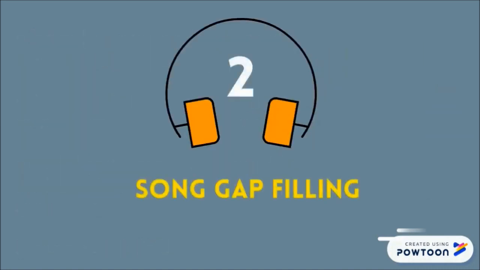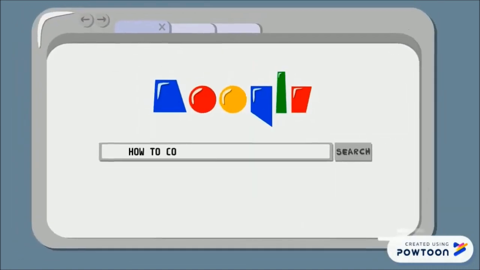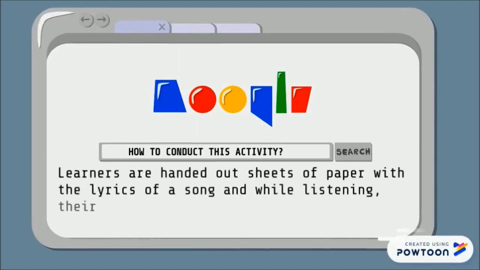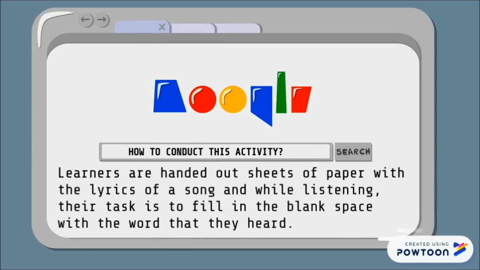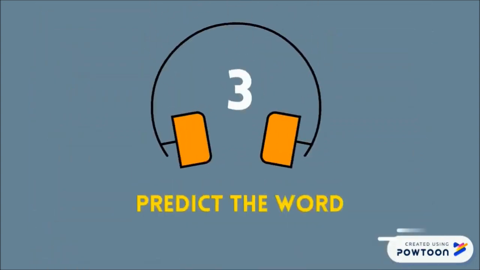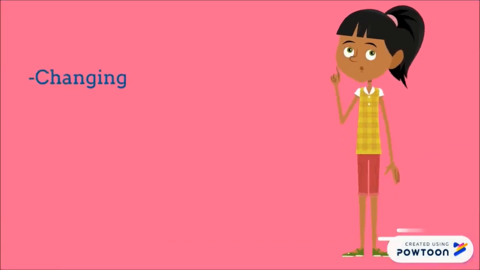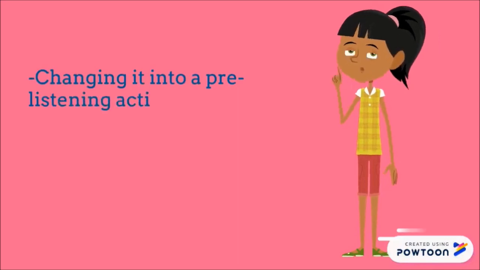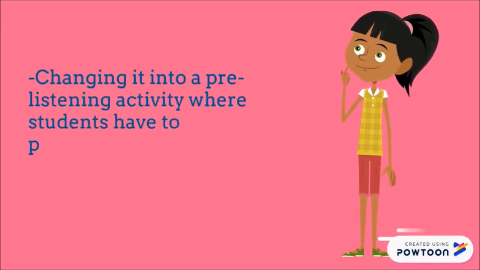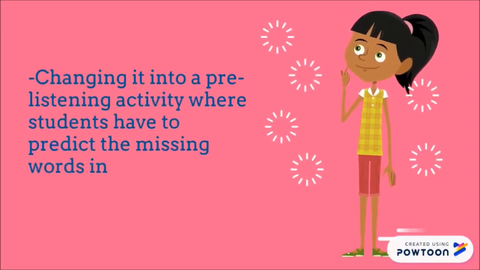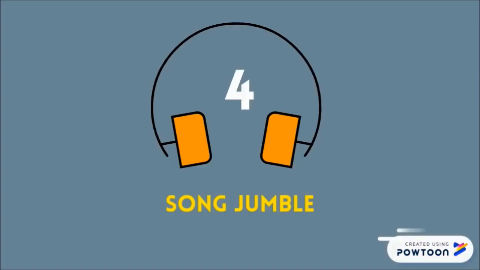Second activity is song gap filling. How to conduct the activity? Learner will get one sheet of paper with lyrics of a song, and while listening, their task is to fill in the blank space with the word that they heard. Activity 3. Predict the word. In this activity, teacher can change it into a pre-listening activity where students have to predict the missing words in the lyric. Number 4. Song jumble.